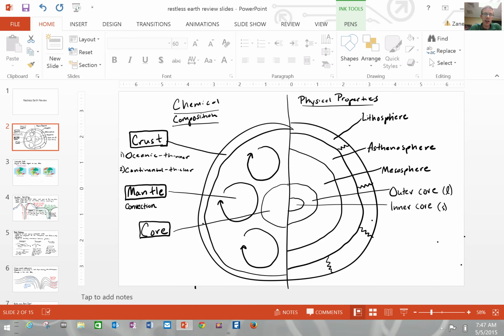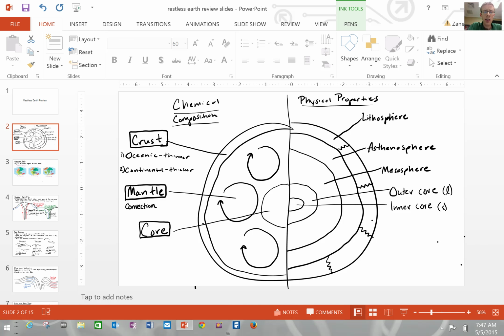Now, to be quite honest, I don't think any test I give you would focus on the chemicals inside these parts, so I tried to put the important things to know underneath the different layers. So for example, the crust, there are two types of crust. There's oceanic crust and continental crust. Whenever you think of continents, that's continental crust because it's land. Oceanic crust is the stuff found deep on the ocean floor.